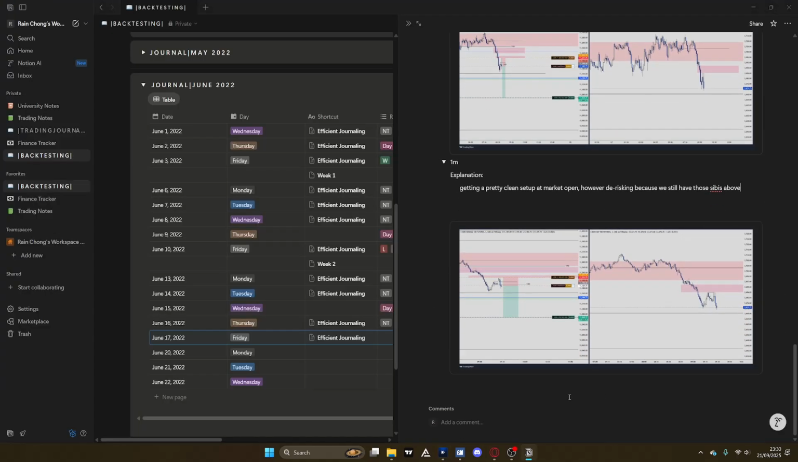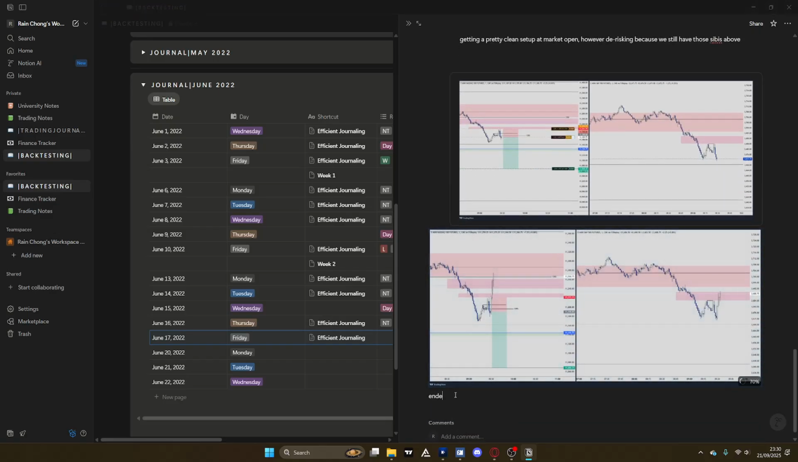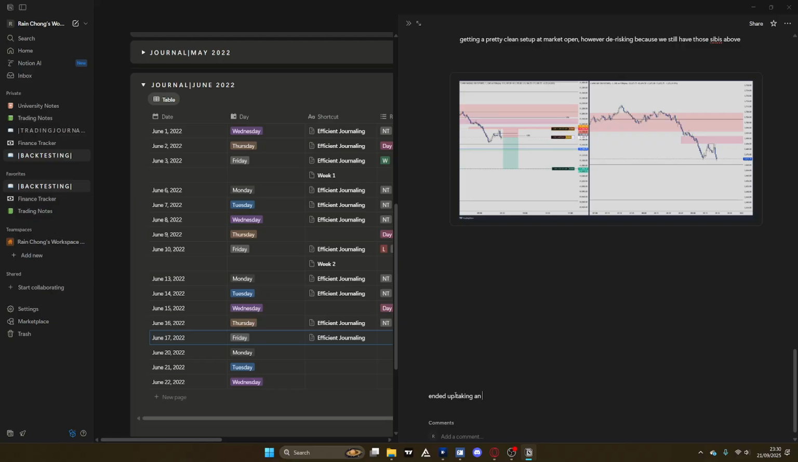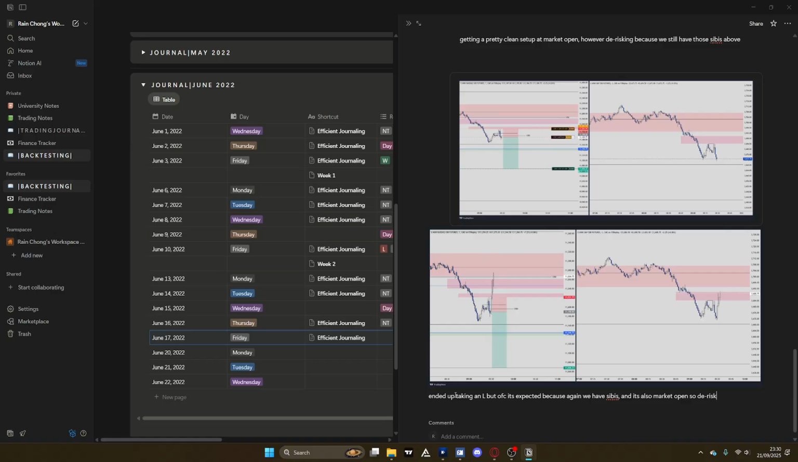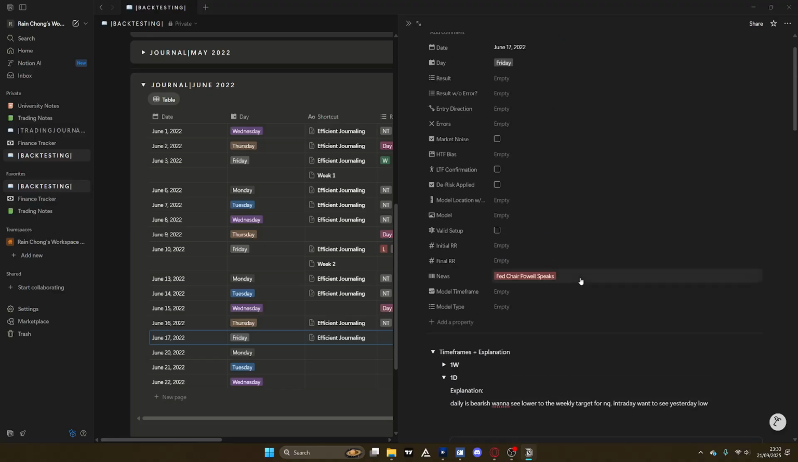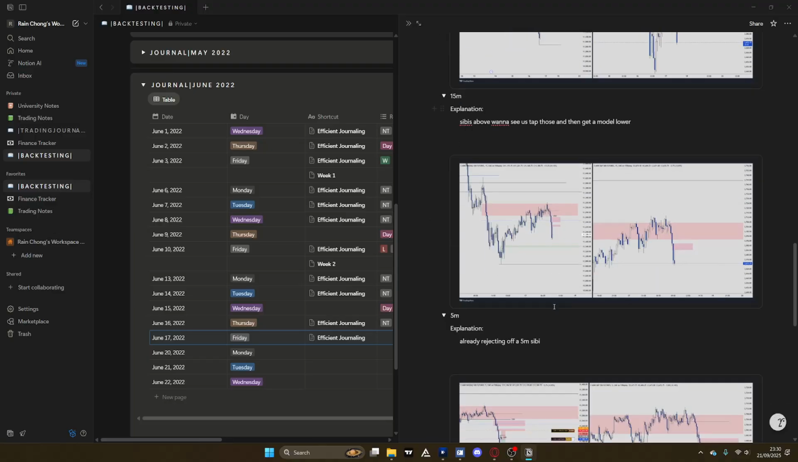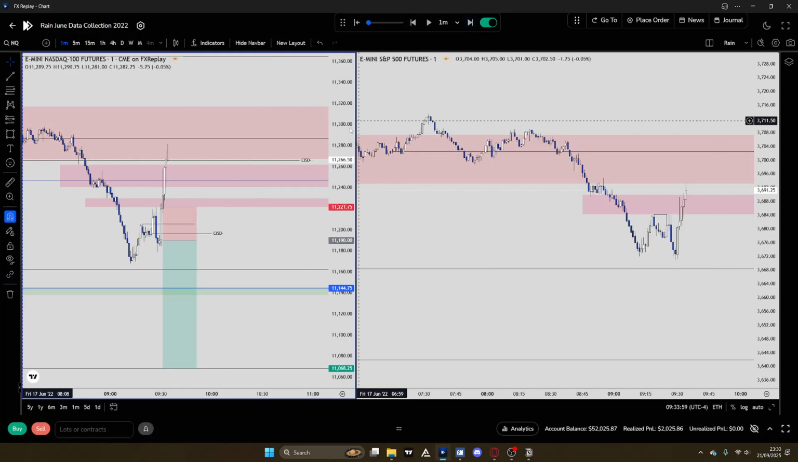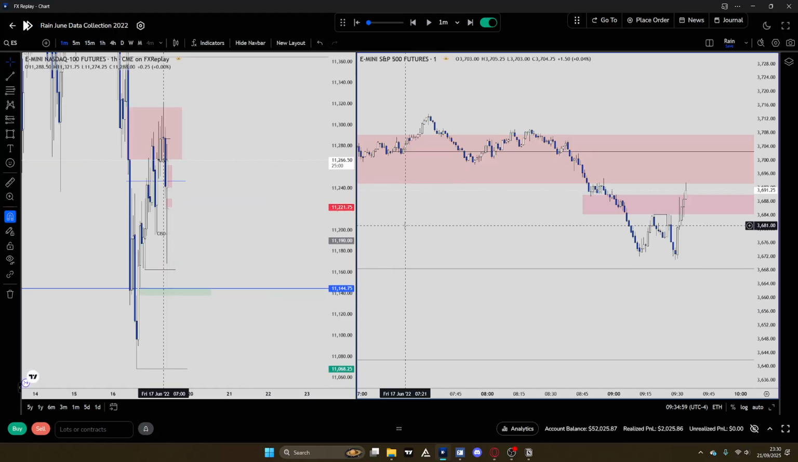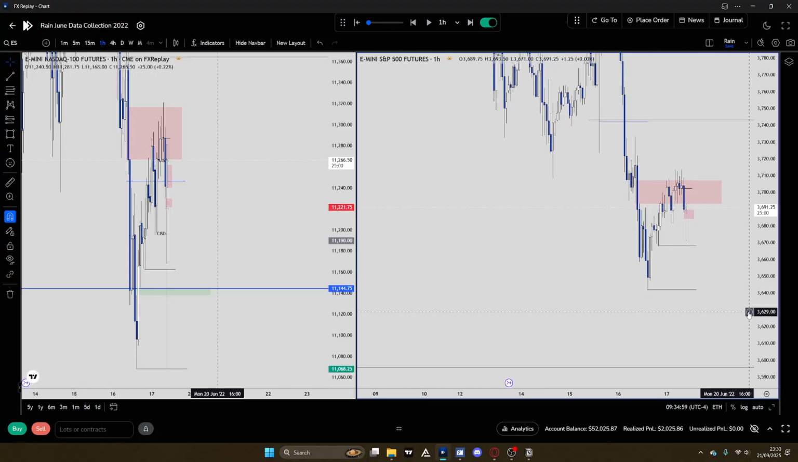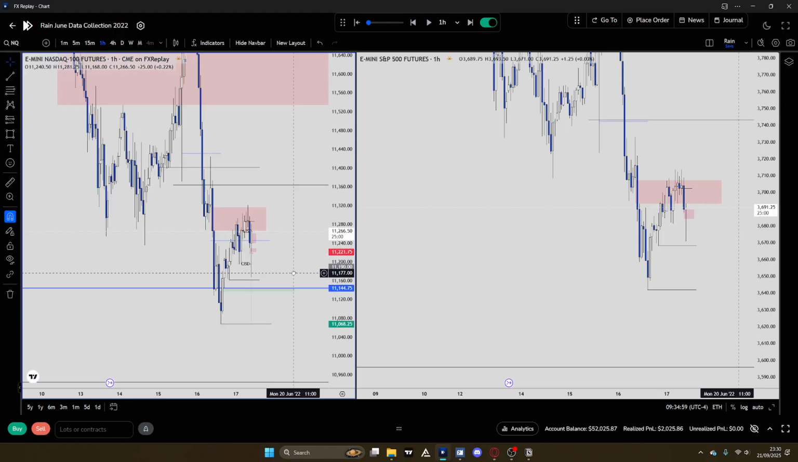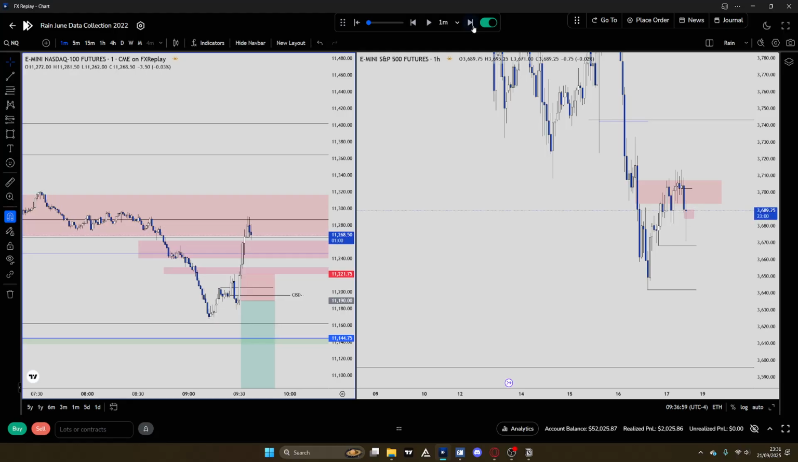Ooh. Ended up taking L, but of course it's expected because again we have those civvies and it's also market open, so de-risked. Direct applied. I'm just gonna write that down there. Now I do want to see, what do we want to do? If we run through it, then I mean, fuck. Alright, but let's just see what happens here.